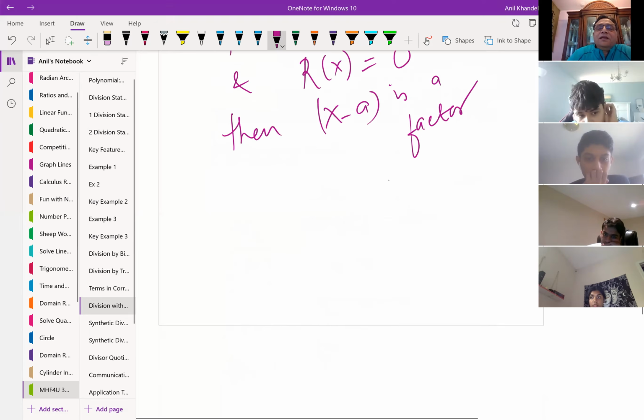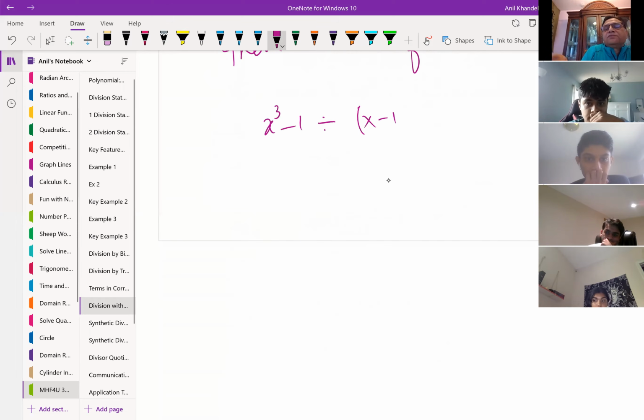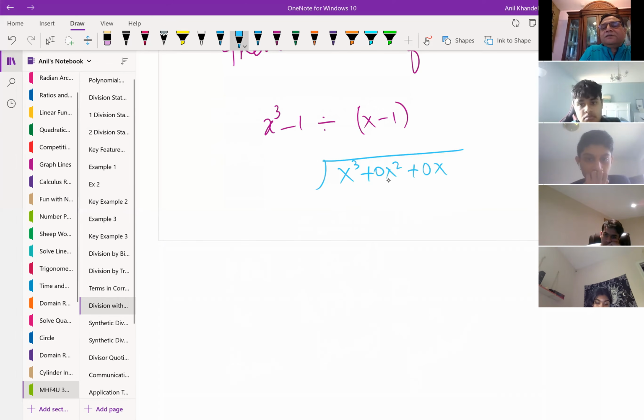So let's continue. Let us see how we really divide this. We have x cubed minus 1 to be divided by x minus 1. Definitely there are two terms missing in between, so we should put in placeholders. So when I divide, I will put x cubed plus 0x squared plus 0x minus 1, and I'm going to divide this by x minus 1. So quickly, what is the first term? Of course, it is x squared.